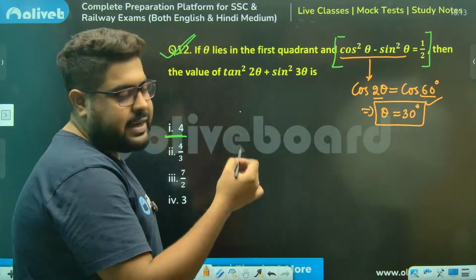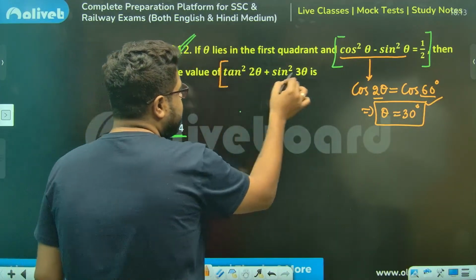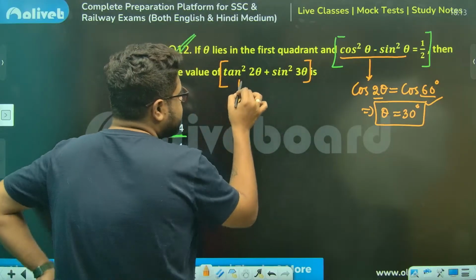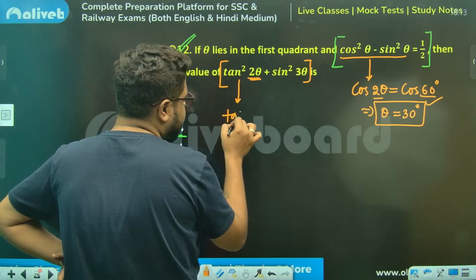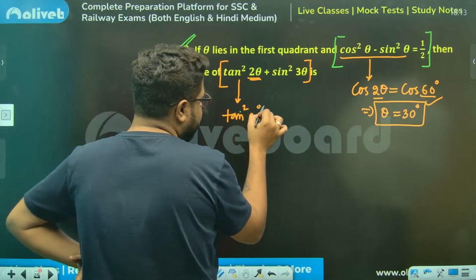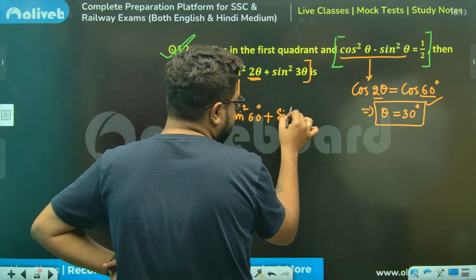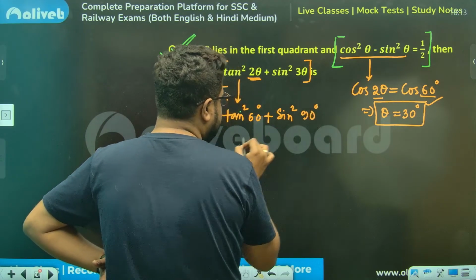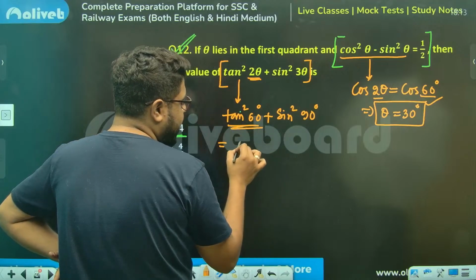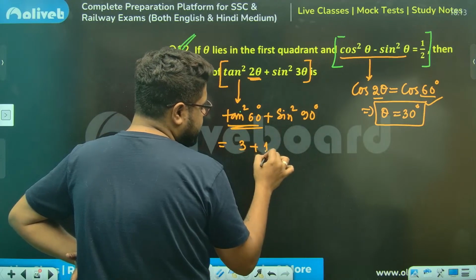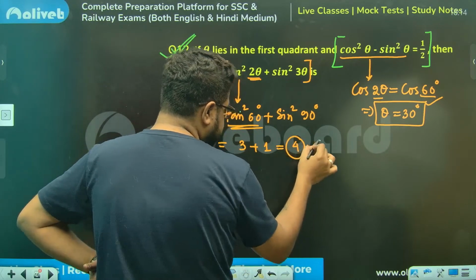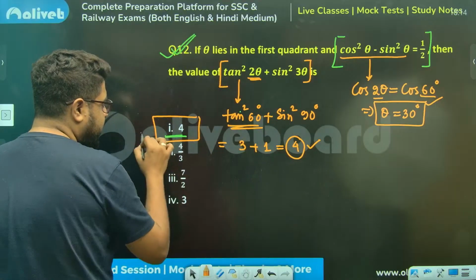Once theta is found, if I can figure out theta, then I can figure out everything. Tan square 2 theta, meaning tan square 60 degrees, plus sin square 3 theta, meaning sin square 90 degrees. So this is root 3 square, that is 3. This is 1 square, which is 1. So the answer is 4, sir. This is one way to think.